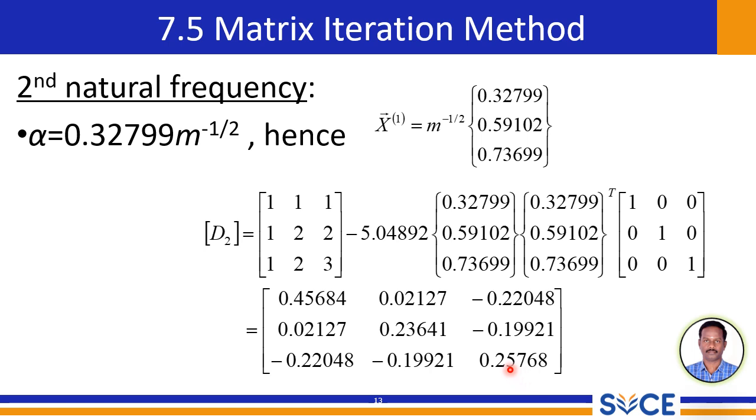We now apply the standard matrix iteration method to this deflated matrix to find the next natural frequency and its corresponding mode shape. So I am concluding that this slide demonstrates the crucial step of constructing the deflated matrix by removing the effect of the first mode. Now we proceed to identify the second natural frequency.